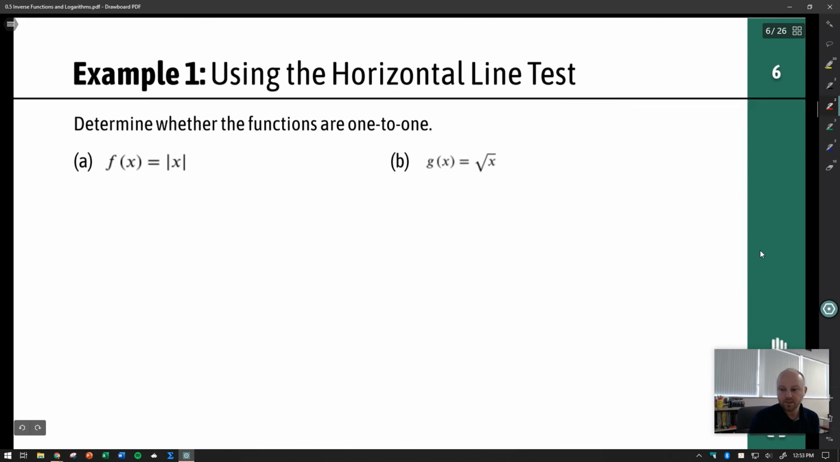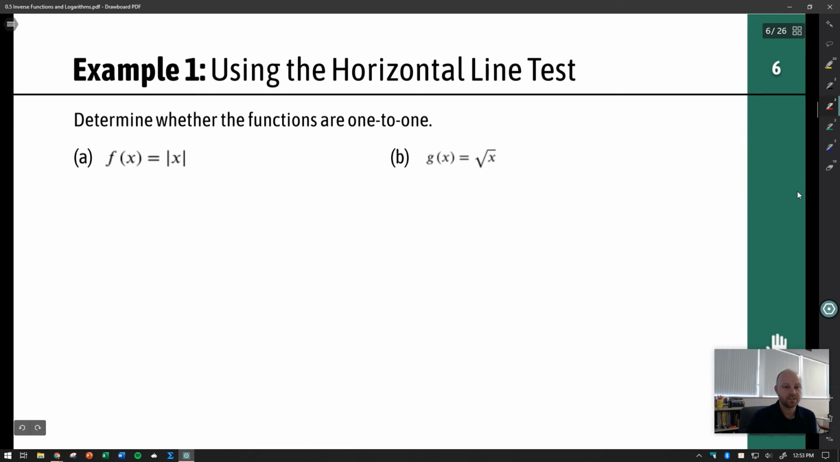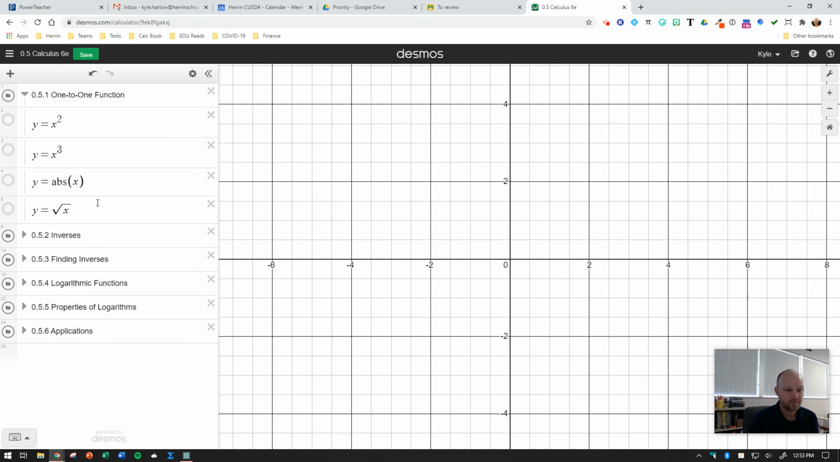So let's use that information here in the first example. Determine whether the functions are one-to-one. So first we have f of x is the absolute value of x, and then we have g of x is the square root of x. So let's head over to Desmos and check those out.